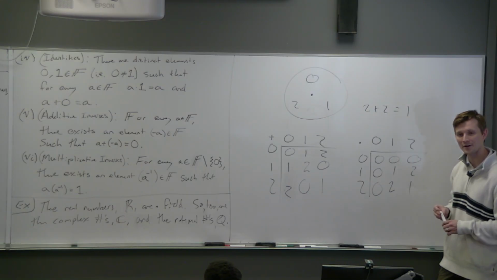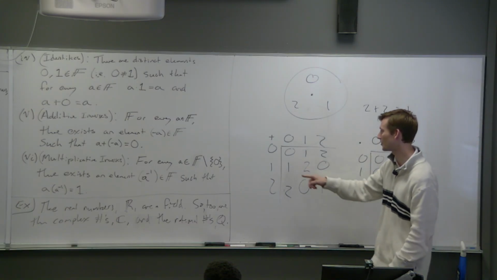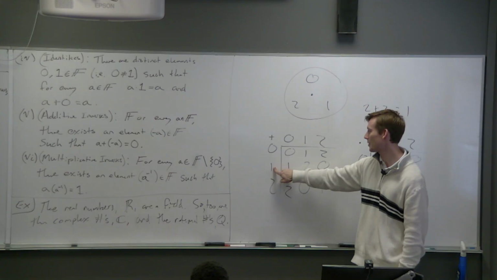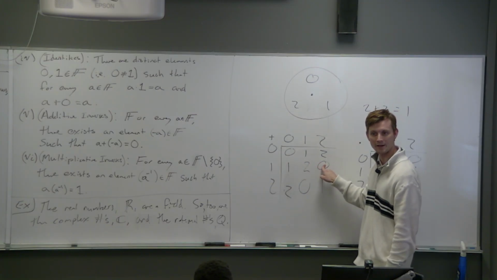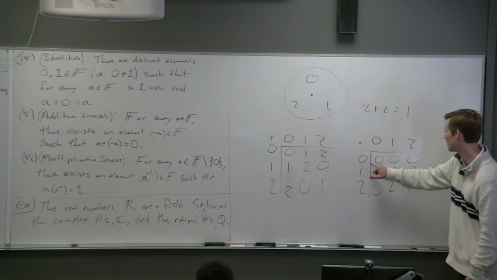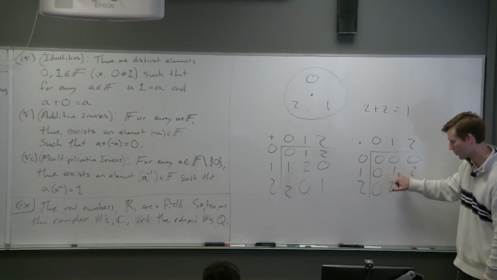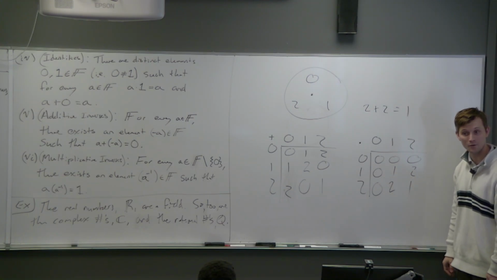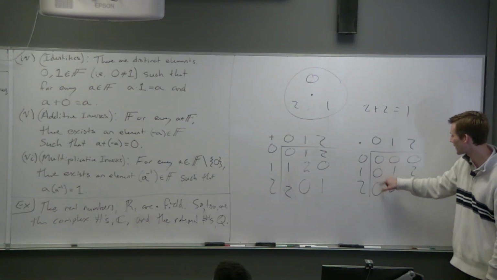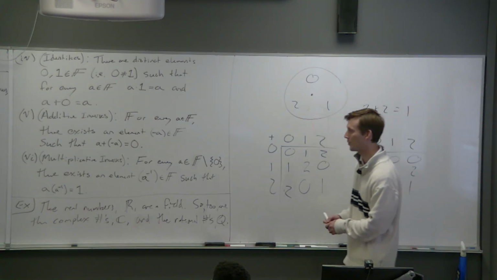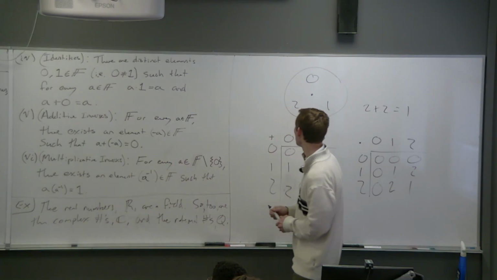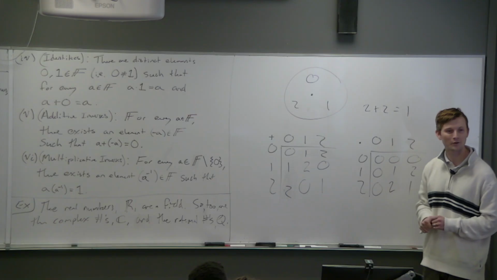Maybe the ones that aren't obvious are inverses. Is there something that you can add to 0 to get 0? Yes, it's 0. Is there something you can add to 1 to get 0? Yes, it's 2. Is there something you can add to 2 to get 0? Yes, it's 1. Okay, is there something you can multiply 1 by to get 1? Yes, 1. Is there something you can multiply 2 by to get 1? Yes, 2. Hey, look, we've got multiplicative inverses for everything except 0, which is what we needed in the first place, right? Yeah? Okay, so these clock numbers are also a field.